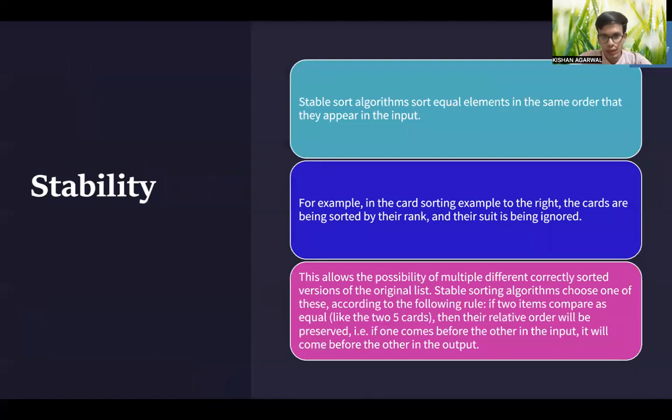Next comes stability. What is stability? A stable sort algorithm sorts equal elements in the same order that they appear in the input. For example, in a card sorting example, the cards are being sorted by rank and their suit is being ignored. This allows the possibility of multiple different correctly sorted versions of the original list. A stable sorting algorithm chooses one of these according to the following rule: if two items compare as equal, like the two 5 cards, then their relative order will be preserved. That is, if one comes before the other in the input, it will come before the other in the output also.